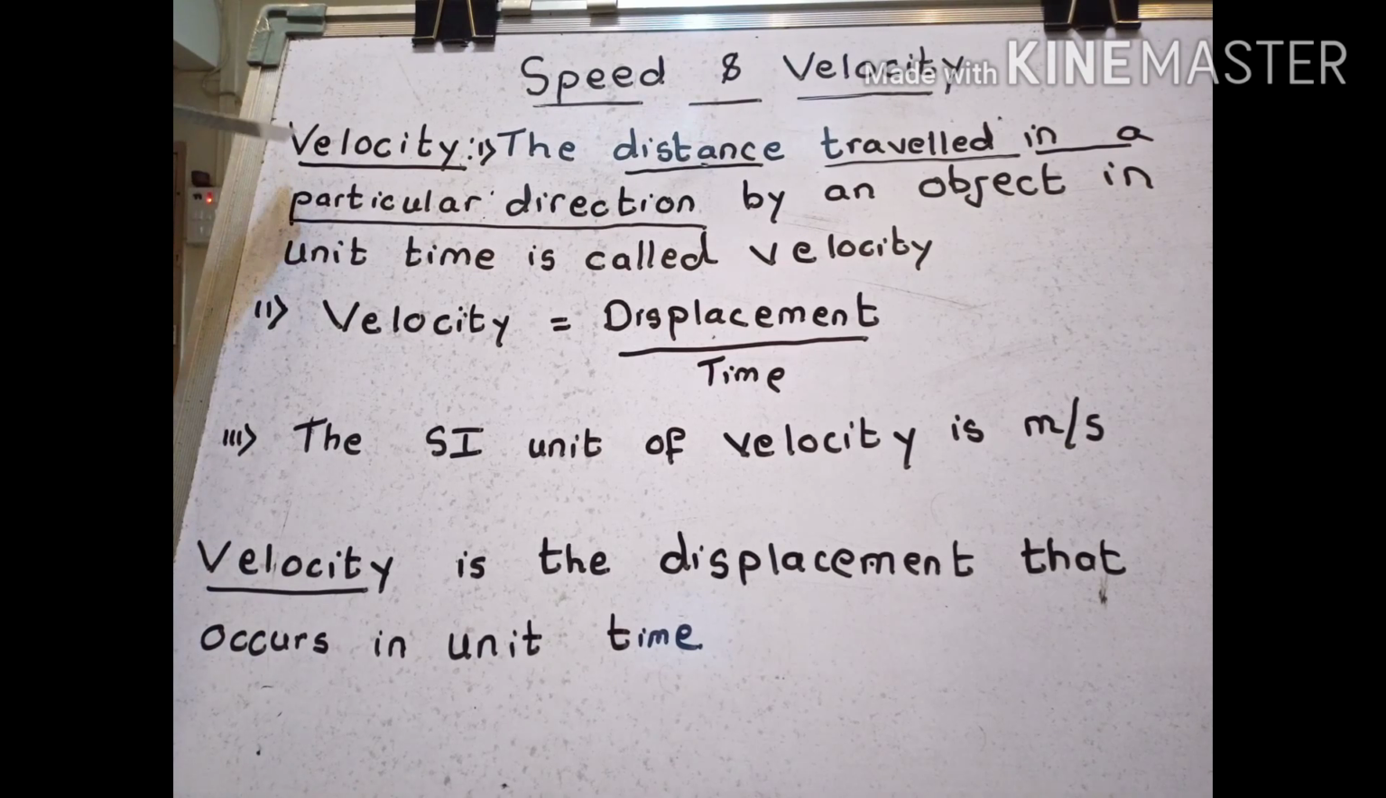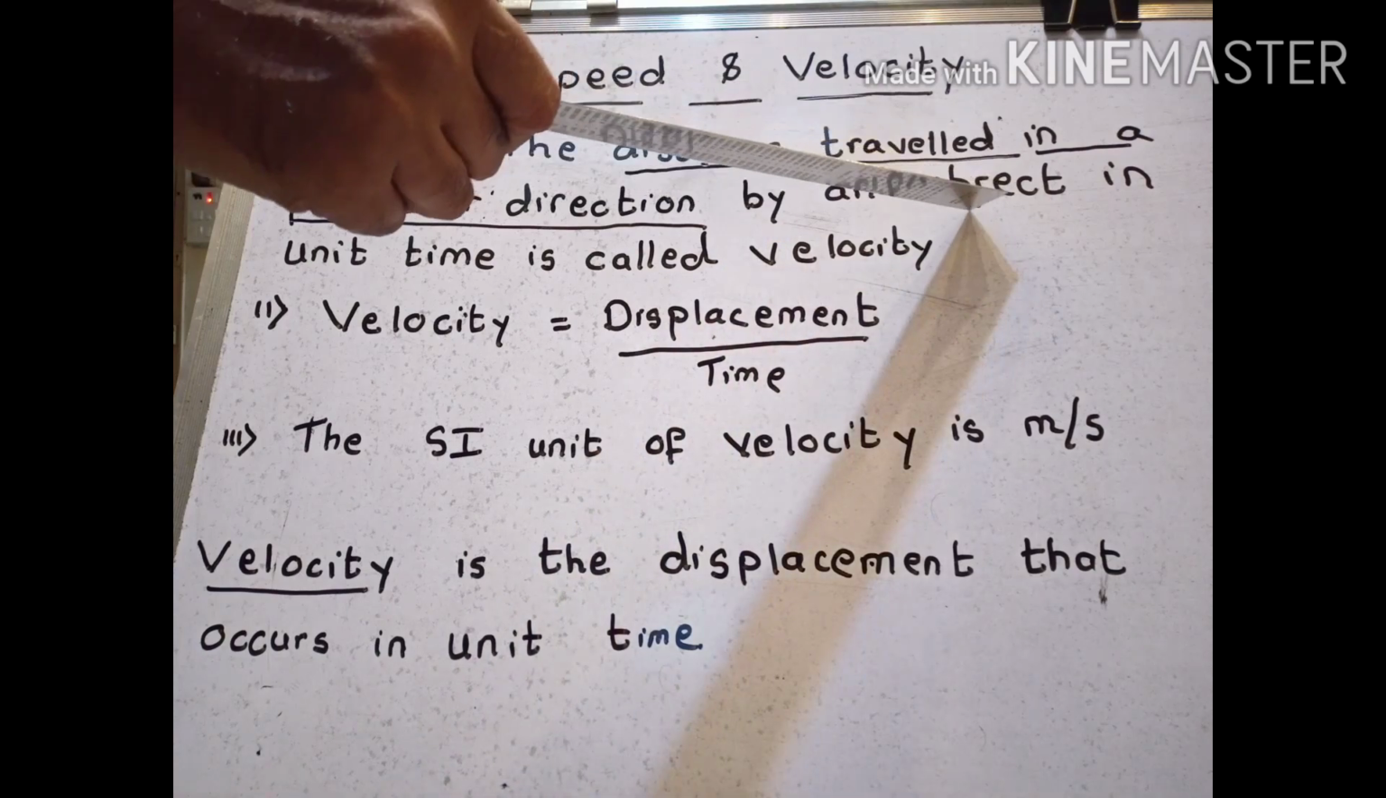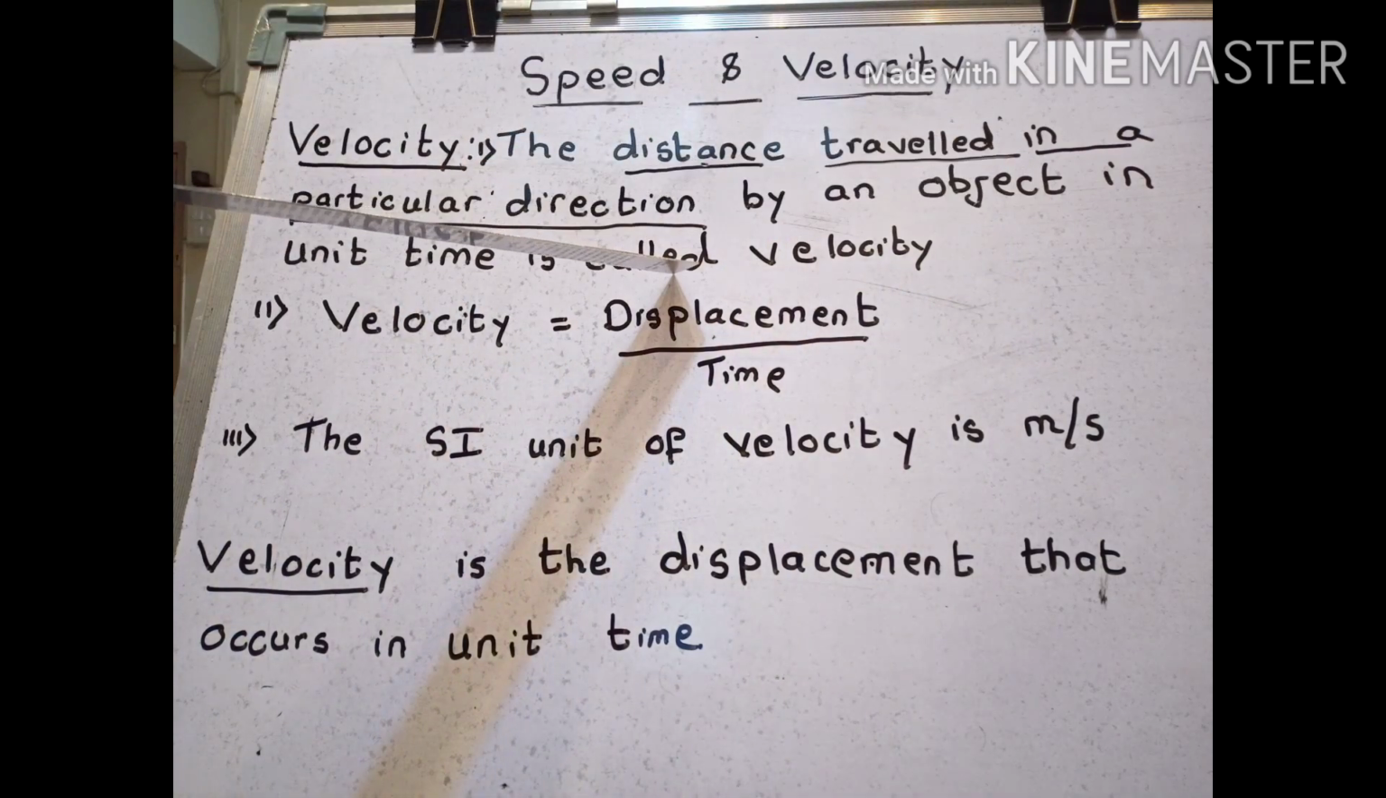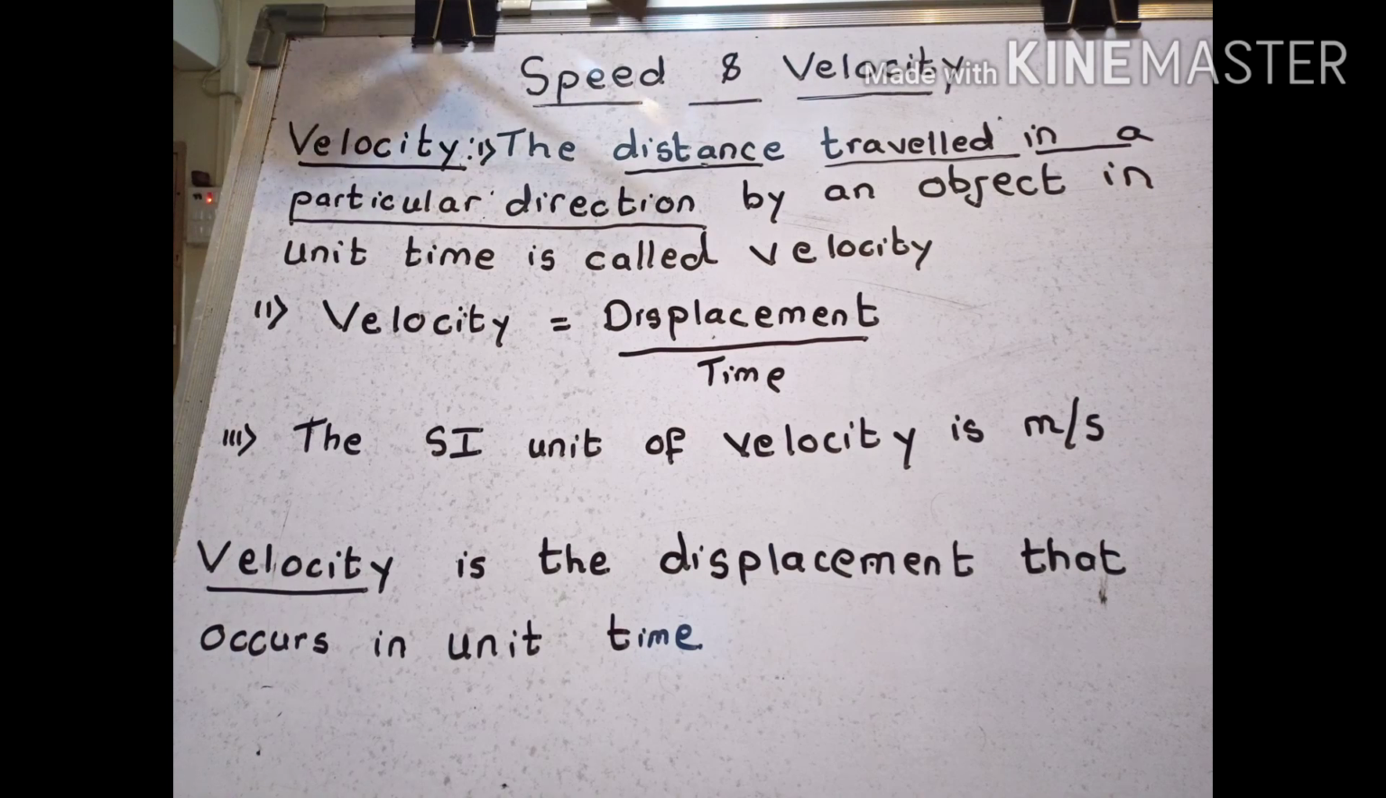So here students, we have the definition of velocity. The distance traveled in a particular direction by an object in unit time is called velocity. Now if you notice these words here that I have underlined, distance traveled in a particular direction, for all these words there is one word, right? Distance traveled in a particular direction can be called displacement. So it is the displacement by an object in unit time that is called velocity.